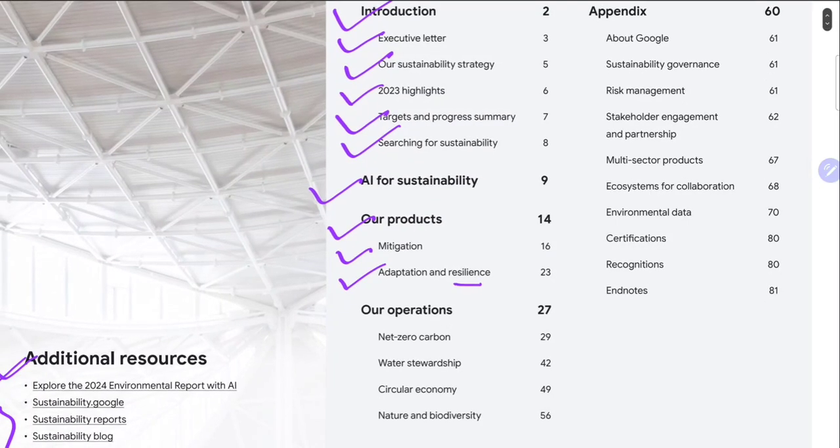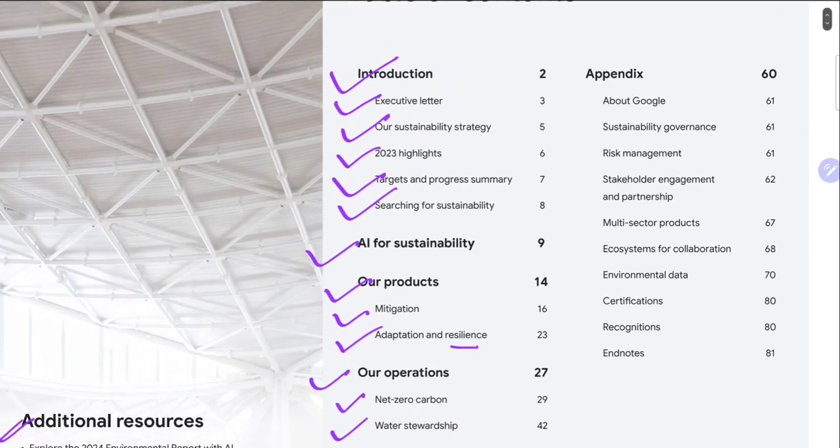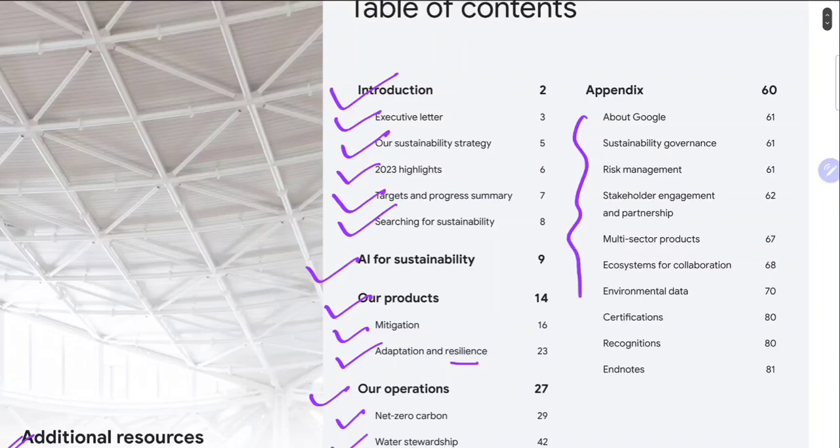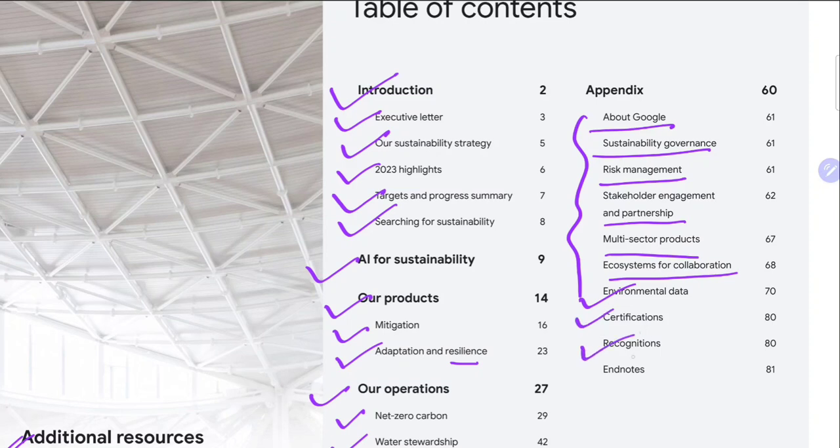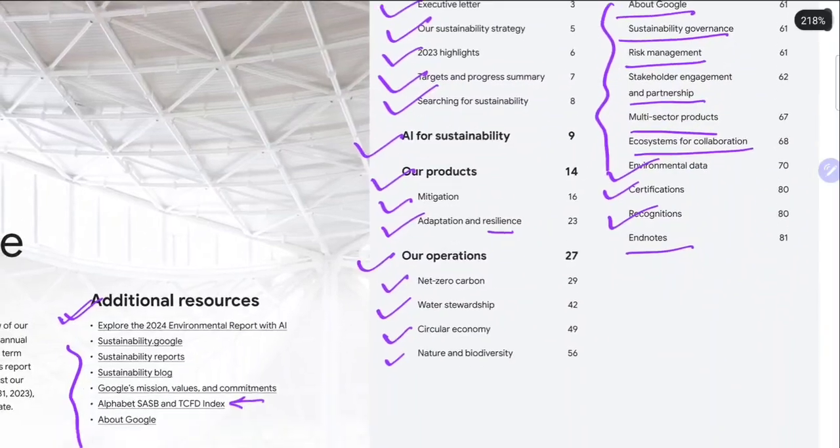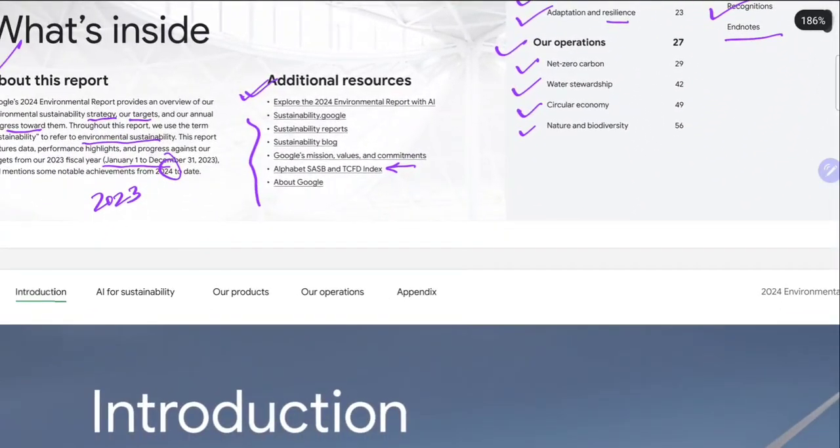Okay, and the information in the our operations section is about net zero carbon, water stewardship, circular economy, nature and biodiversity, and appendices related to the organizational context, sustainability governance structure, risk management, stakeholder engagement and partnerships, multi-sector products, ecosystem for collaboration, environmental data, multiple certifications, recognitions and endnotes. We will see this information later on in the different pages.